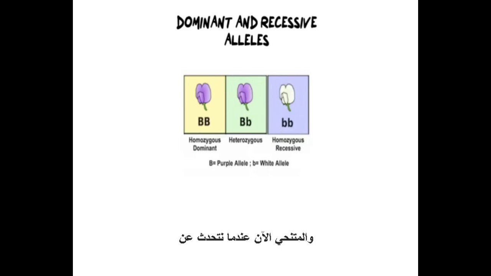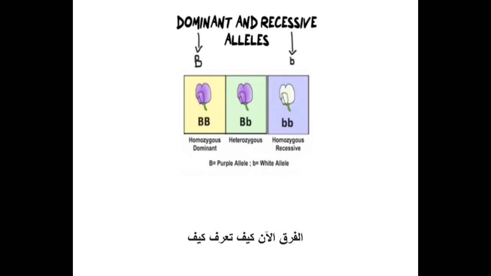Now, when we speak about these alleles, we often use letters. And for now, we're just going to use the letter B because it's convenient, but you could use any letter. Dominant alleles are ones that we use with a capital letter. When we speak about recessive alleles, we use a lowercase letter, and that's how we tell the difference.